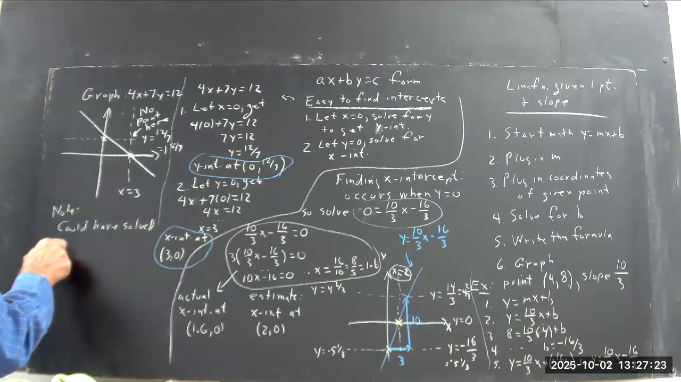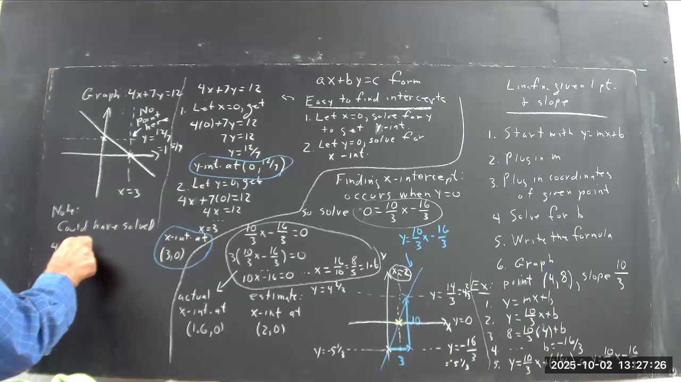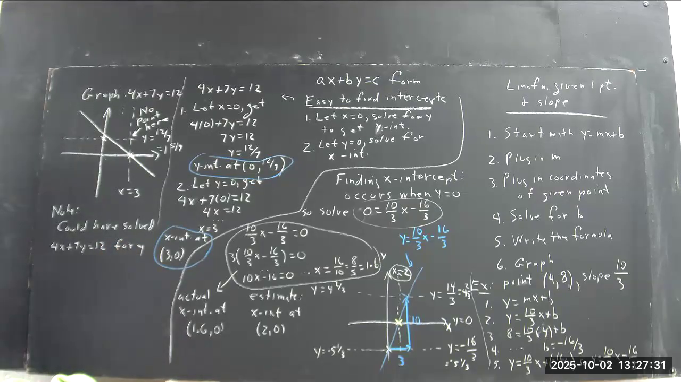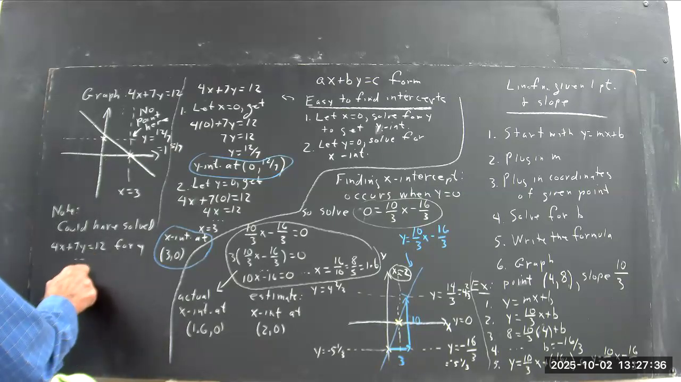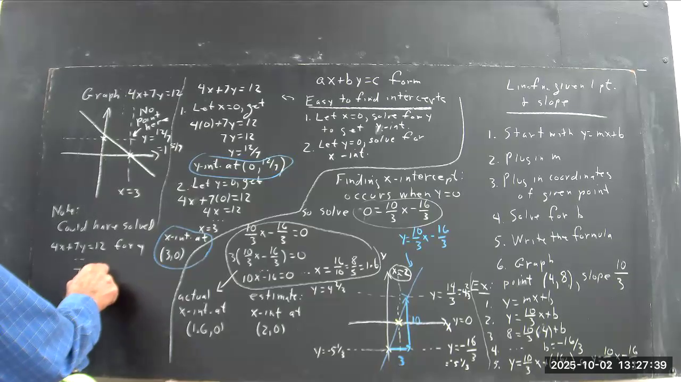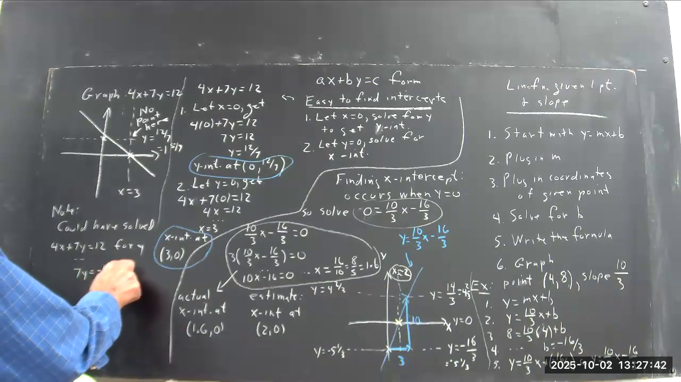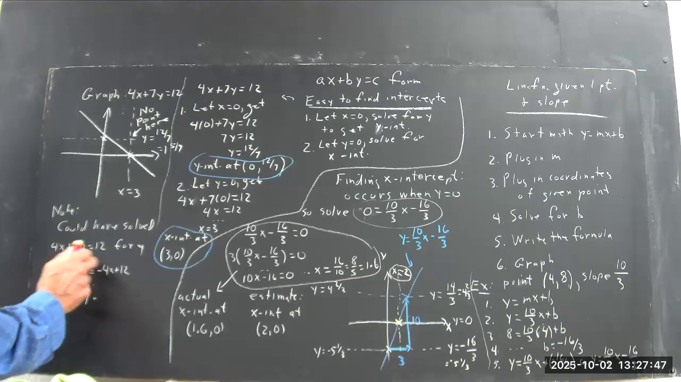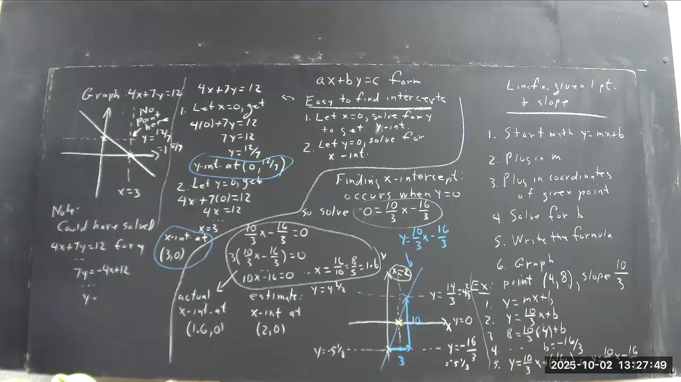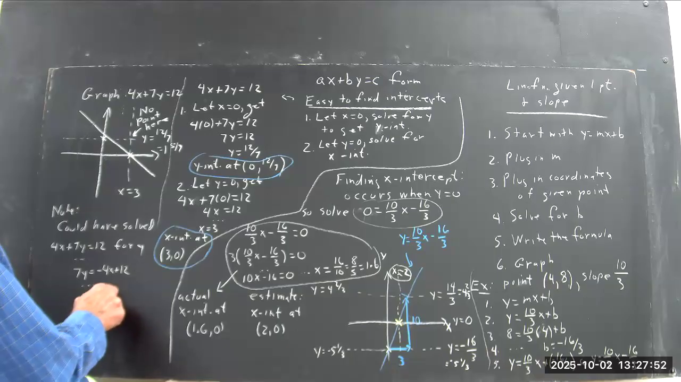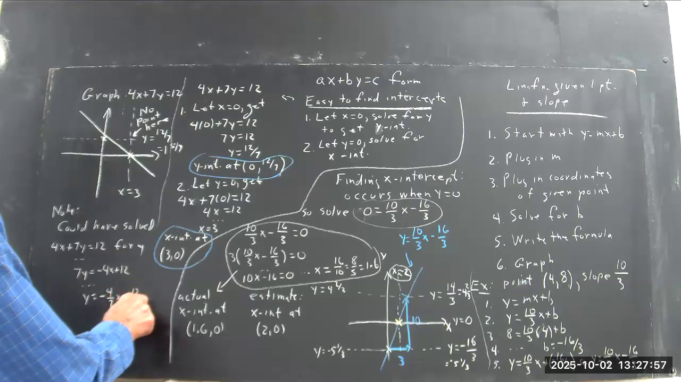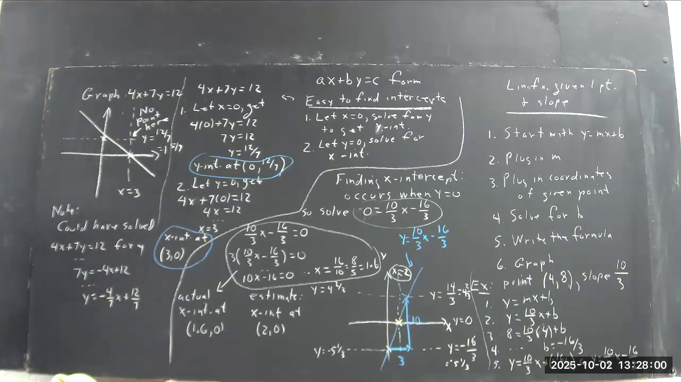Now we could have solved for y. By adding negative 4x to both sides, you get 7y equals negative 4x plus 12. Dividing both sides by 7. And this ellipsis here and this ellipsis here mean steps you should be filling in detail. We get y equals negative 4 sevenths x plus 12 sevenths.